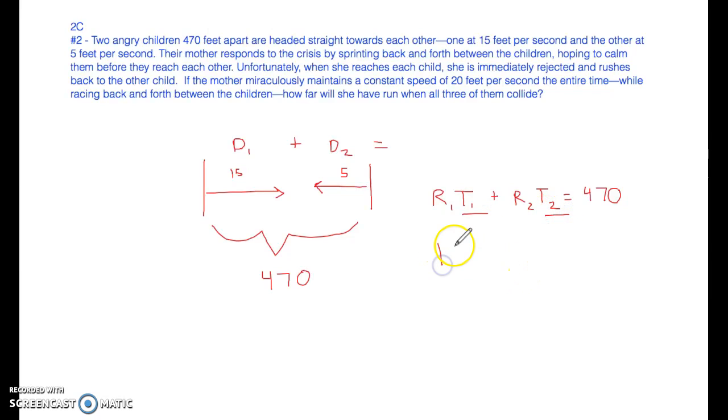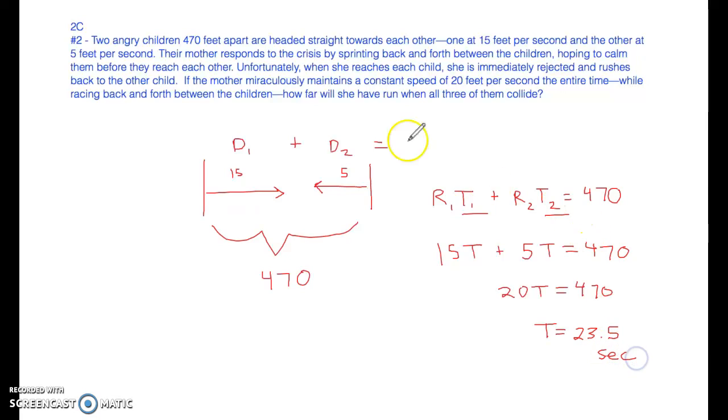And then the rates, well, we have 15 for the first one. So 15t plus 5 for the second one, and it still equals 470. If we add these together, we have 20t equals 470. Then divide both sides by 20 to solve for t, and you should get t equals 23.5. So 23.5 seconds.